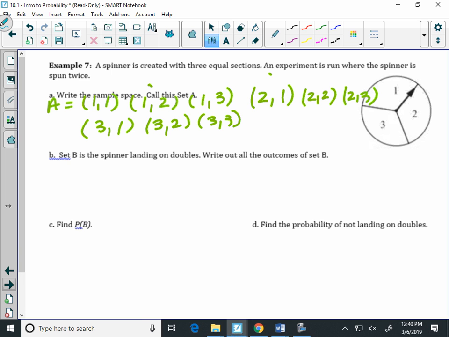Okay. So that's our sample space, all the possible outcomes. Set B is defined as the spinner landing on doubles. So look at your sample space. Which outcomes had doubles? 1 and 1. 2 and 2, and then what's the other one? 3 and 3. So there's my set B.